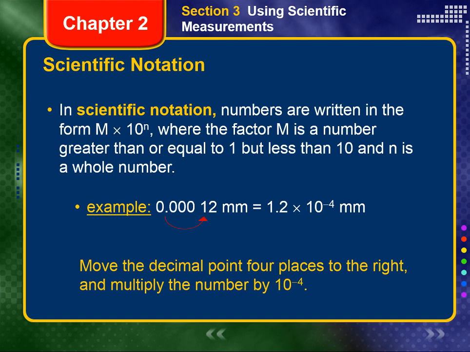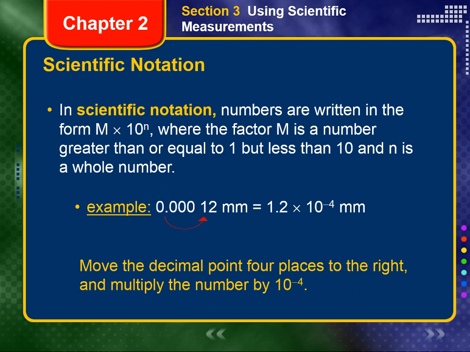m is a number greater than or equal to 1, but less than 10, and the power n is a whole number. For example, to write the quantity 65,000 kilometers in scientific notation and show the first two digits are significant, you would write 6.5 multiplied by 10 to the fourth kilometers. Writing the m factor as 6.5 shows that there are exactly two significant figures.